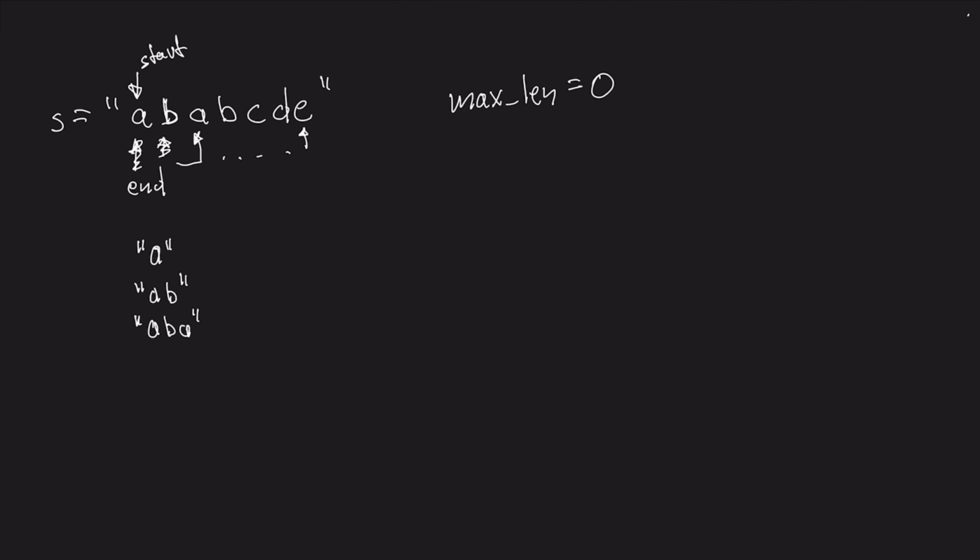And once we generate all the substrings from the start position, which points to A, we reset the end and move the start to the next position, which will be B. We will set end to B and repeat the procedure and generate all the substrings that start from B.